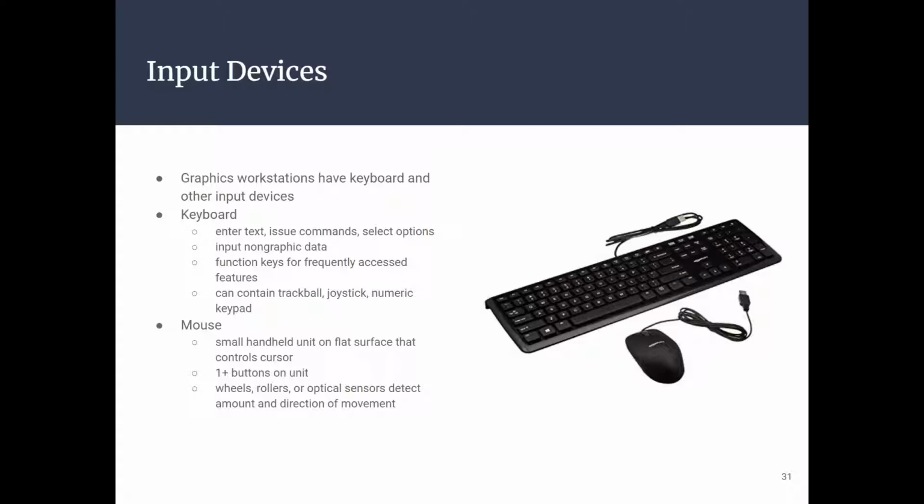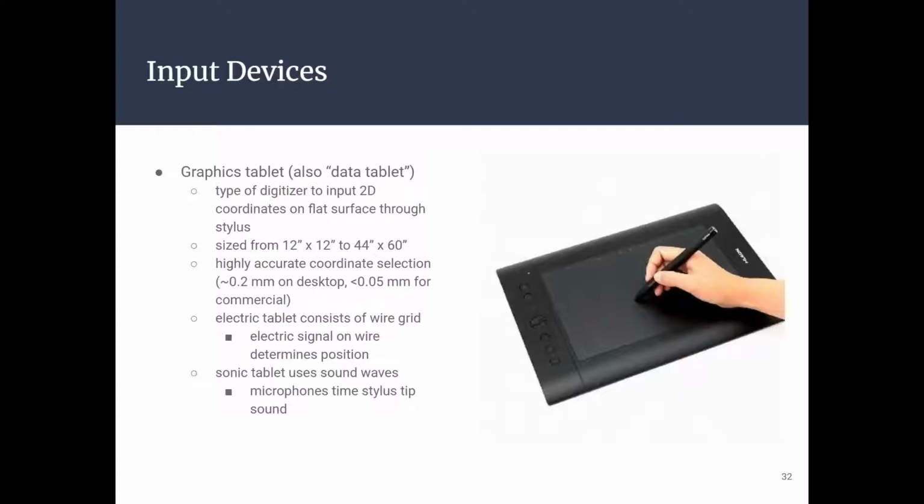In addition to the keyboard, we see a mouse. This is a small handheld unit that's placed on a flat surface that controls the cursor. The mouse has one or more buttons on it. Wheels, rollers, or optical sensors will detect the amount and direction of movement from the user.